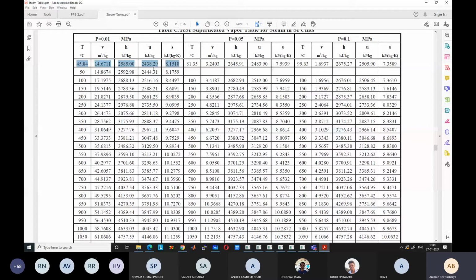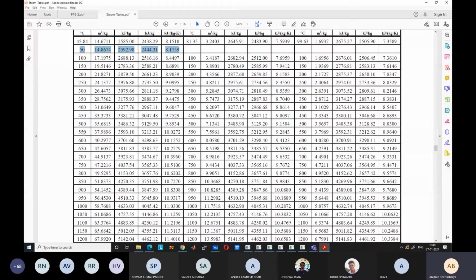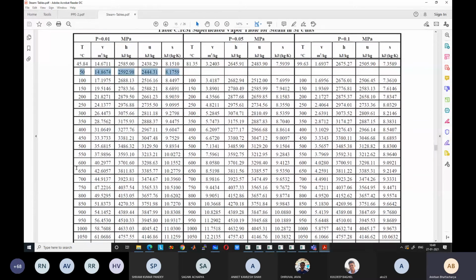For the superheated condition, you have a single value of enthalpy, single entropy, single internal energy, and a single specific volume. Similarly, at the same pressure but higher temperature, you get higher and higher enthalpy, entropy, things like that. And this goes to a very high value. For example, if I go to 600 degrees centigrade for 0.01 MPa pressure, we see that specific volume is this much, enthalpy is this. All are very high values.